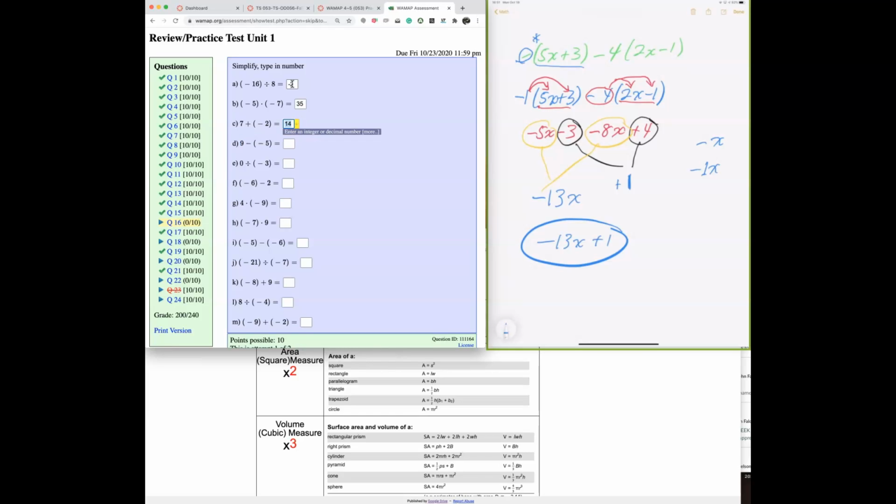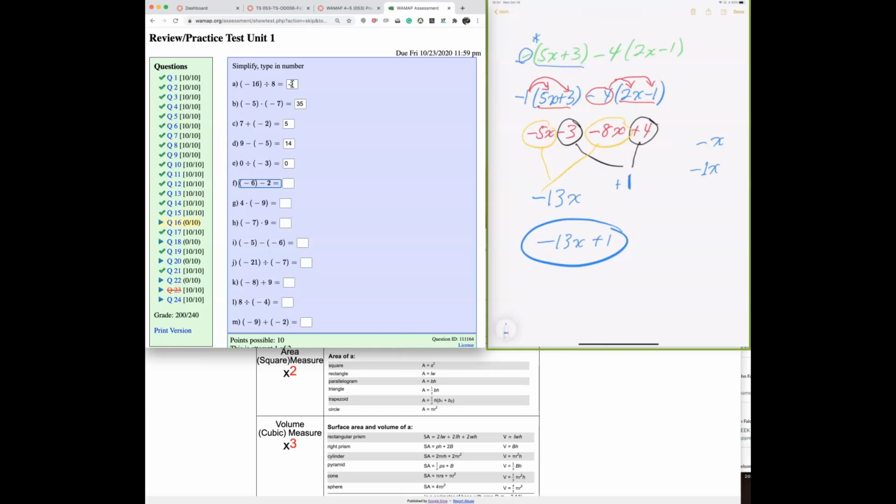Hang on, stop. Okay, this was addition. 7 plus negative 2 is a 5. I was just thinking it was all multiplication. 9 minus negative 5, 9 plus 5 is 14. 0 divided by negative 3 is going to be 0, no matter what, and no sign on 0.